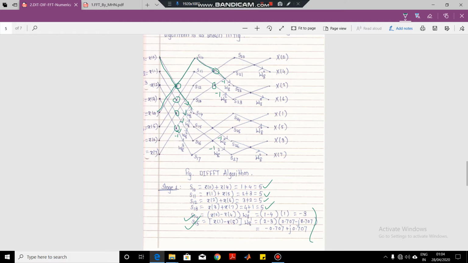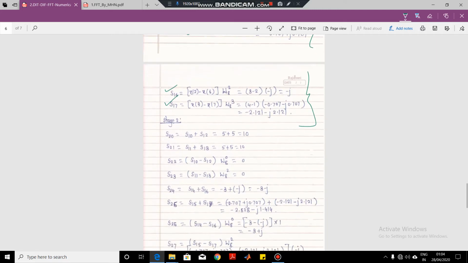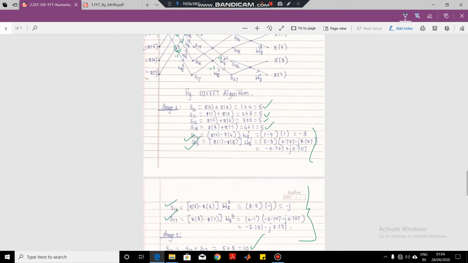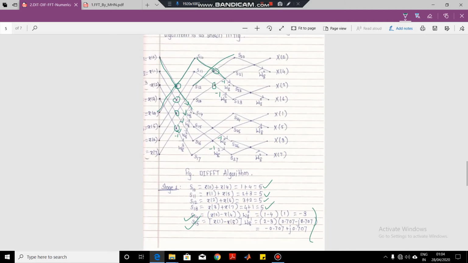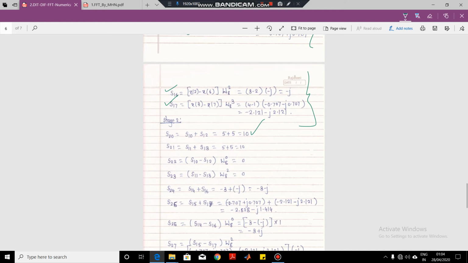So here this will be addition: S10 plus S12. Whatever S10 and S12 we have got, 5 plus 5, our output will be 10. But here the other output will be S10 minus S12 into W80. This is my output of the first butterfly. Similarly, this and this is the output of my second butterfly.